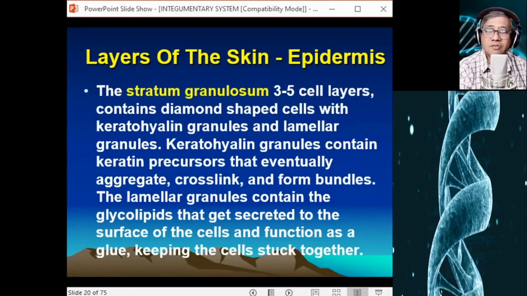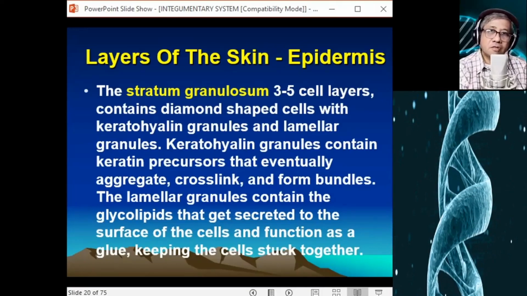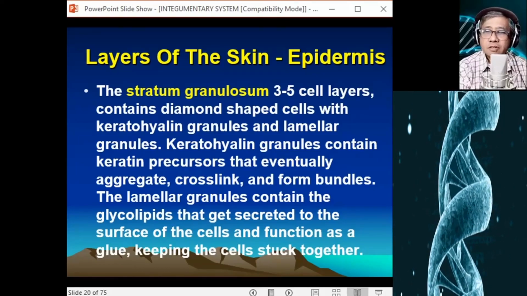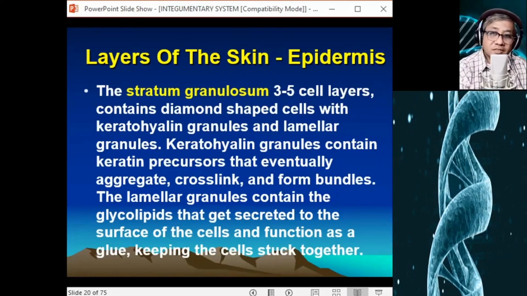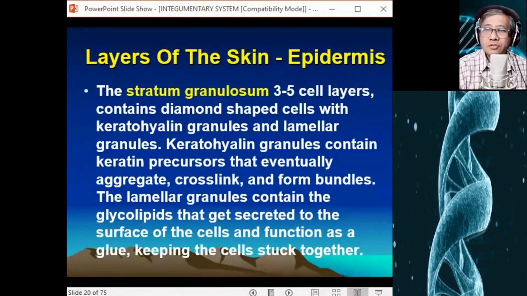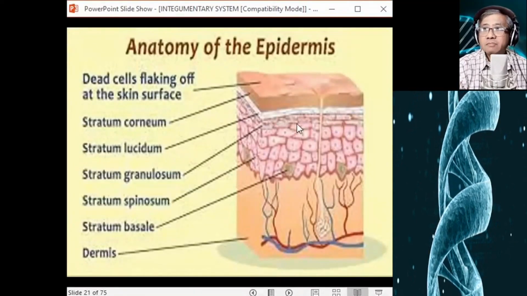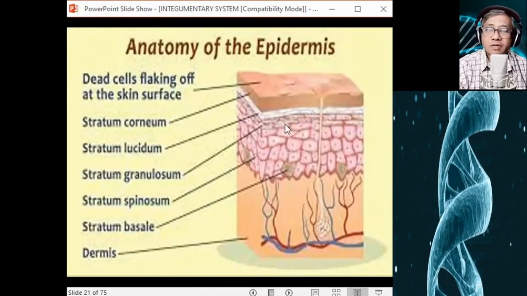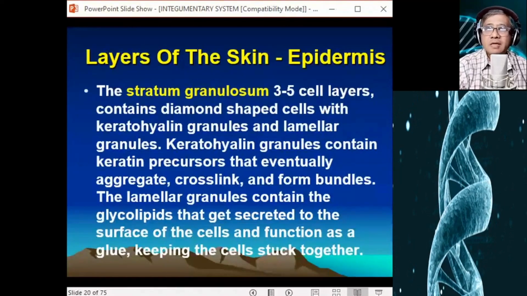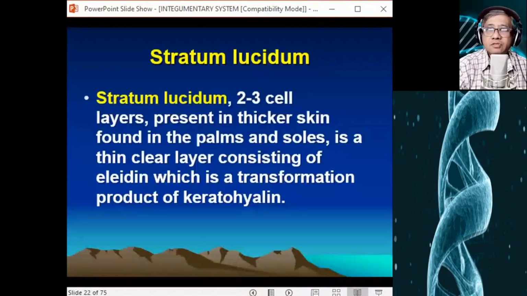Because of these granules. Keratohyalin, which are the precursors of keratin. So eventually yung layer na yan gets keratinized. And itong mga lamellar granules contain glycolipids that keep the cells stuck together, giving additional scaffolding to the stratum granulosum. So that's stratum granulosum that is keratinized. So most of the cells here are keratinized, again because of keratin produced by those cells, yung keratohyalin granules. Okay, then above the stratum granulosum layer is stratum lucidum.